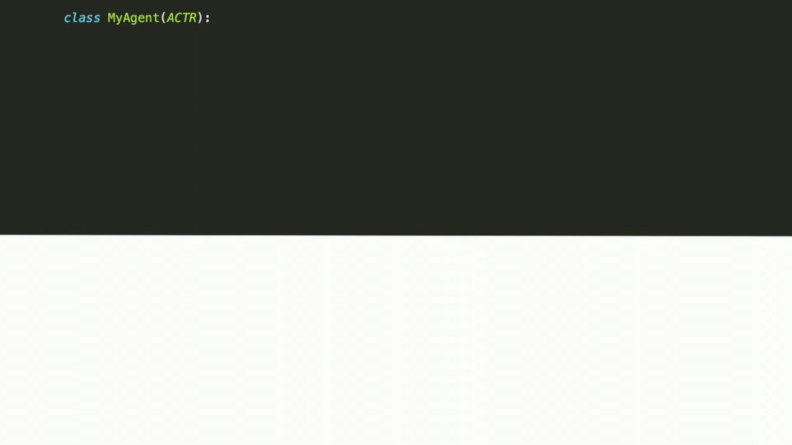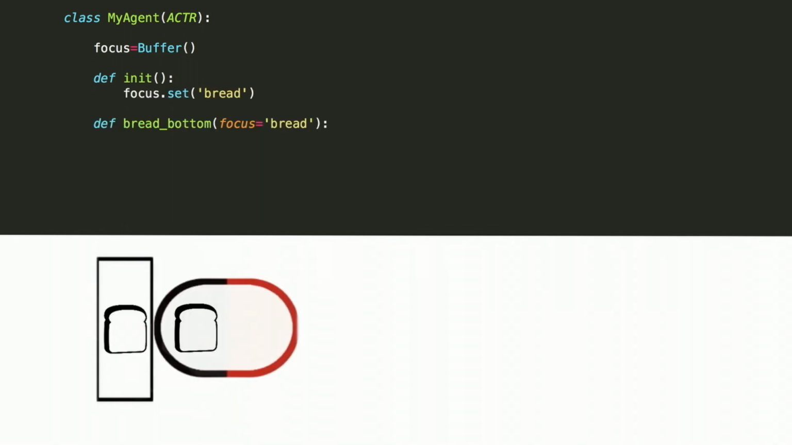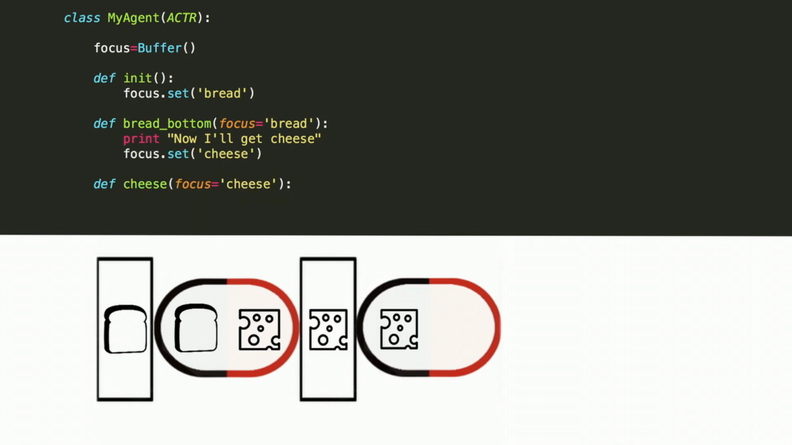Now, let's see how this can be written as code within ACT-R. To start, a buffer contains the condition bread. A production rises to match bread, and so fires the next action, cheese. The next production rises to match cheese, and fires the next action, ham.